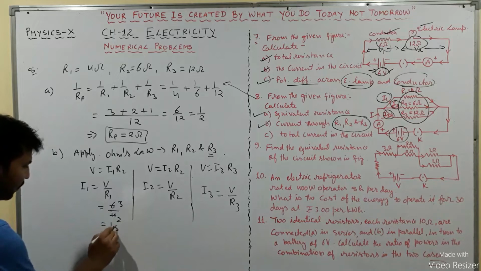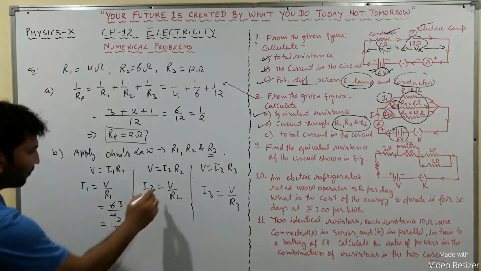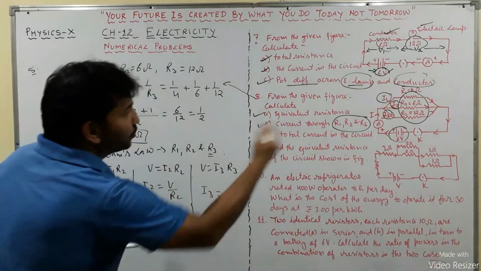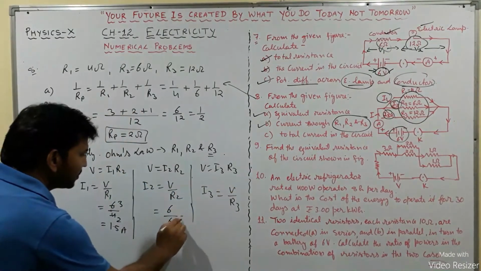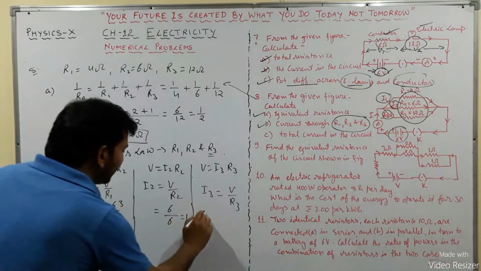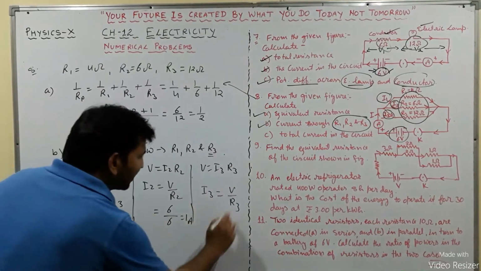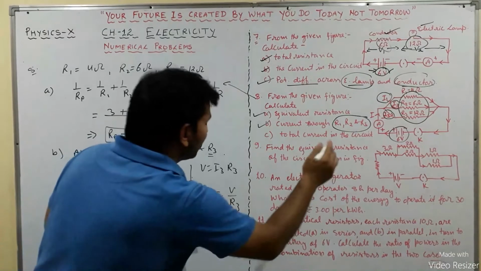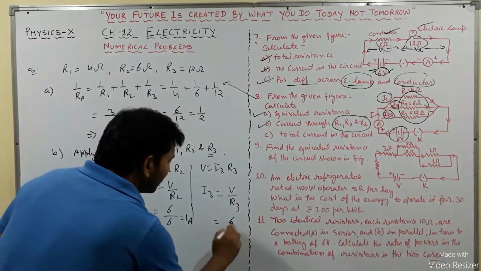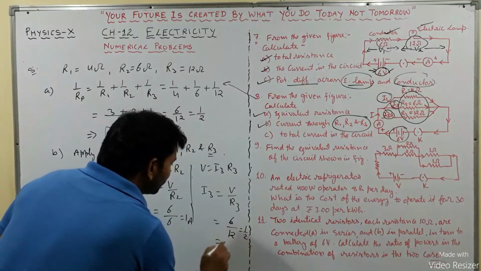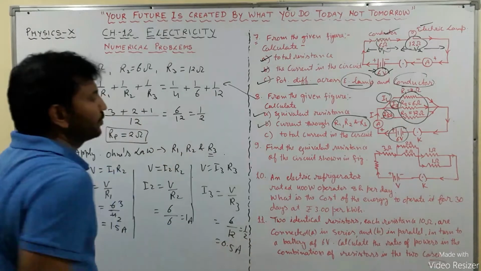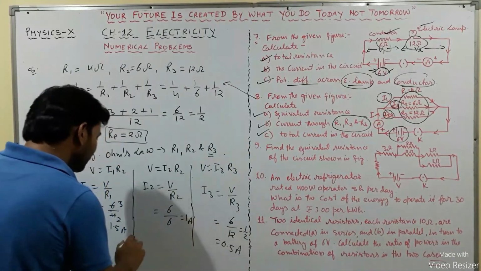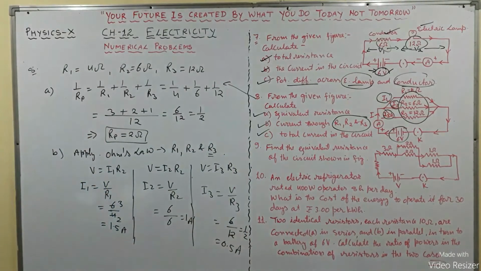That means 1.5 ampere. And here by putting the value of V 6 and what is R2? R2 is 6. That is 1 ampere. And what is the R3? By putting the value of V 6 and what is R3? R3 is 12. That is 1 by 2 or 0.5 ampere. Okay. And this is the solution of the second part.